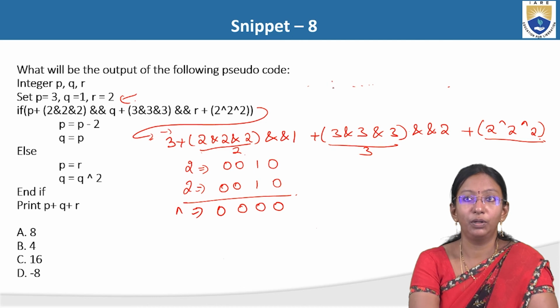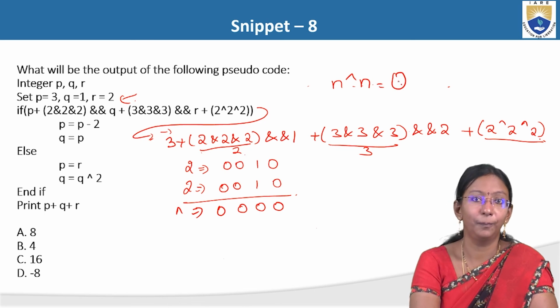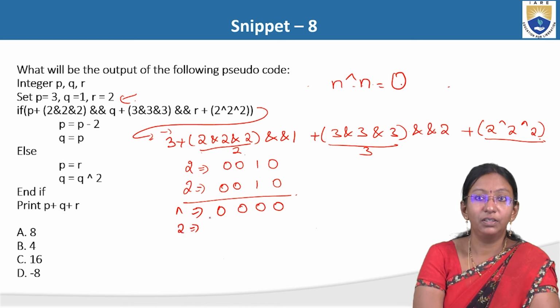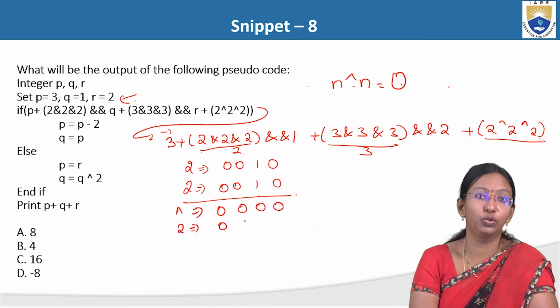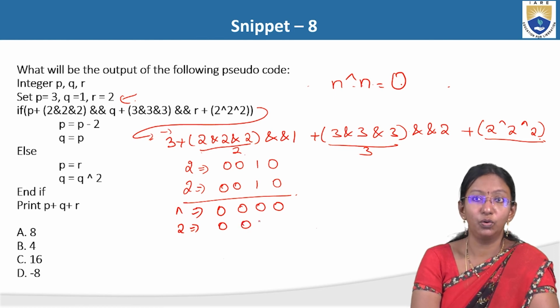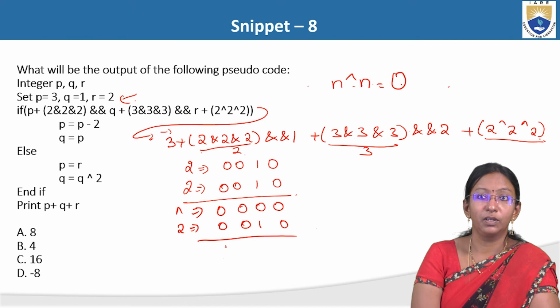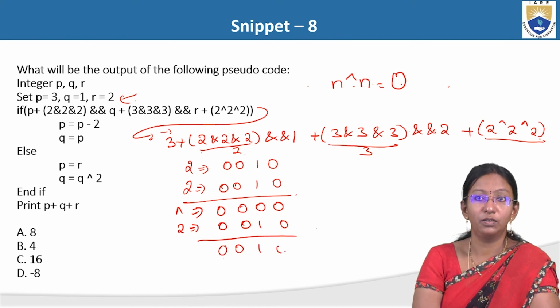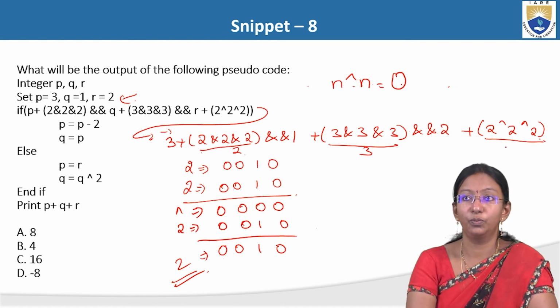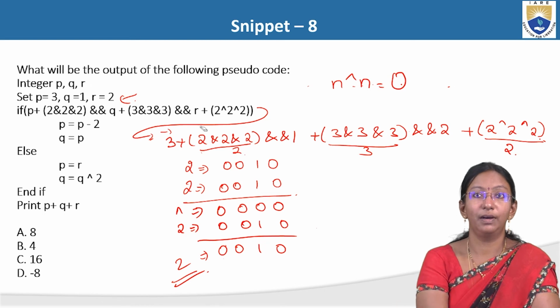So remember one more lesson for you. N exclusive n will always be 0. Okay, right. But it is having 3 guys, 3 2's concatenated with bitwise XOR, right? So 0 0 1 0, 0 0 1 0. The answer is 2, right? Very good. So the answer is 2. So let's evaluate this.